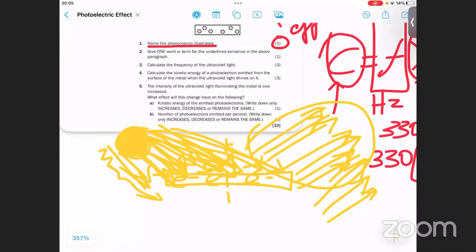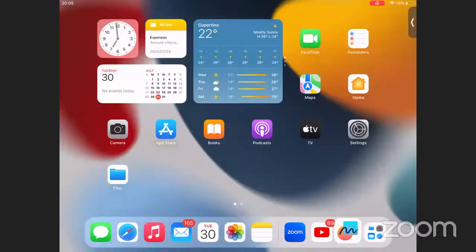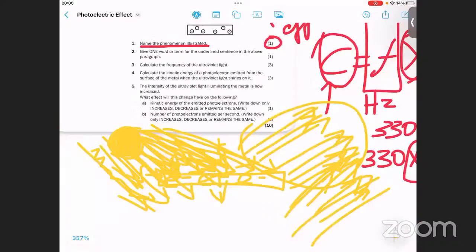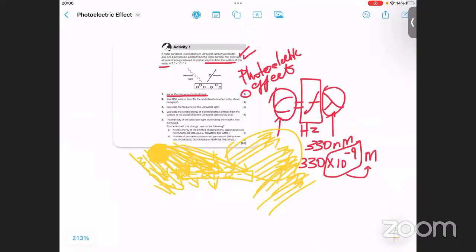B, now they're asking about the number of photoelectrons emitted per second. I've just explained that one. So the higher the intensity, the more electrons are leaving. Yes, that's what I wanted to explain on that question.